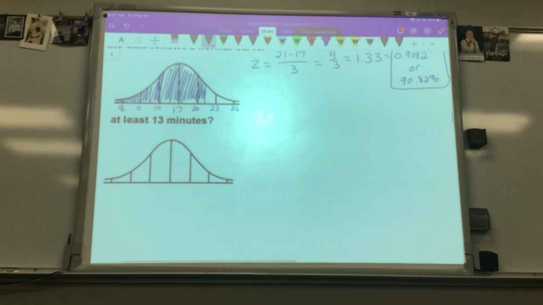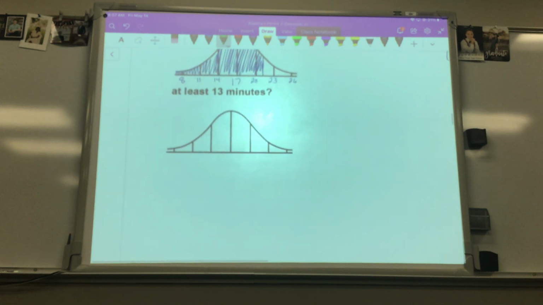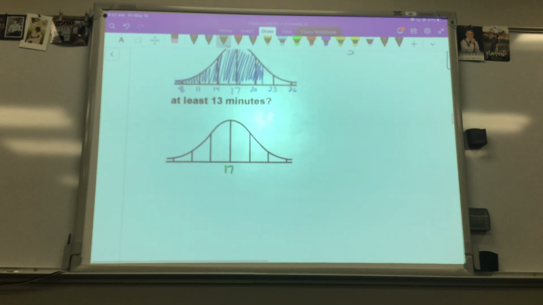Okay. So, same situation here. We still got that mean of 17 and a standard deviation of 3.